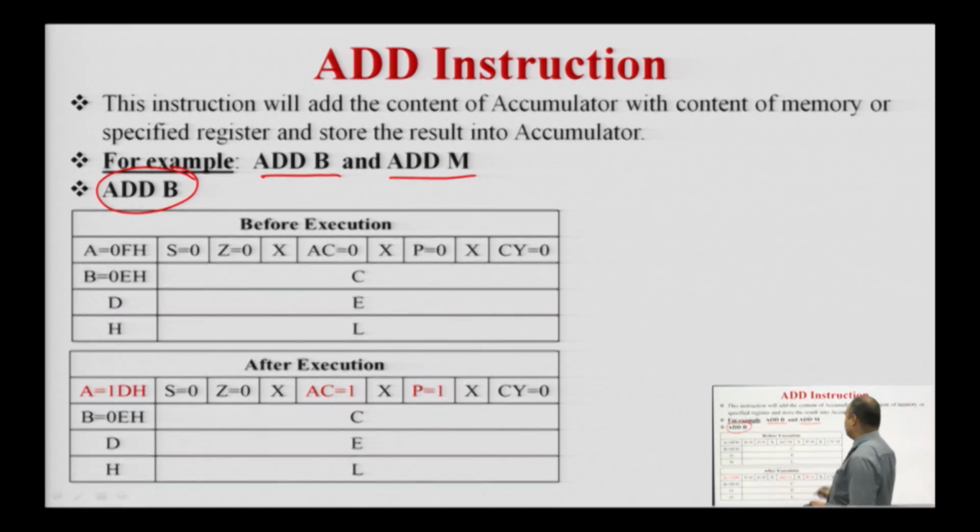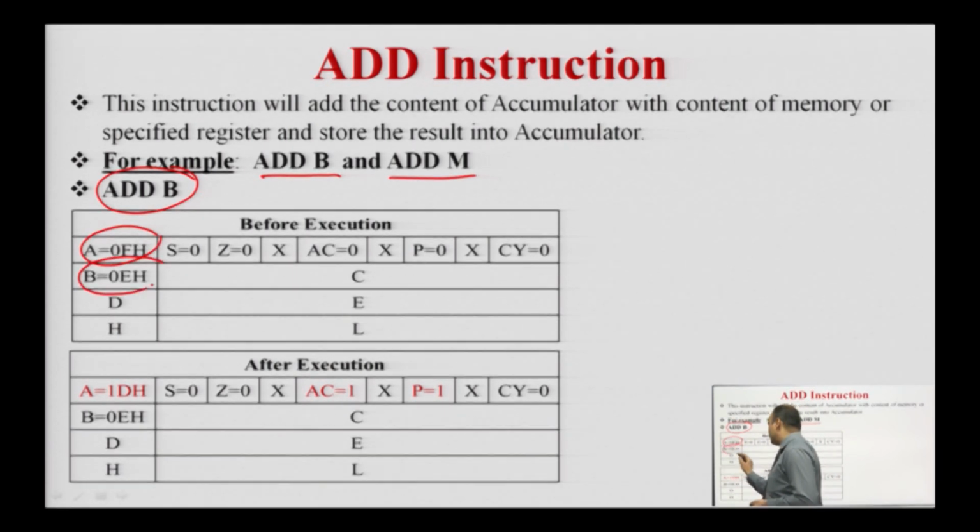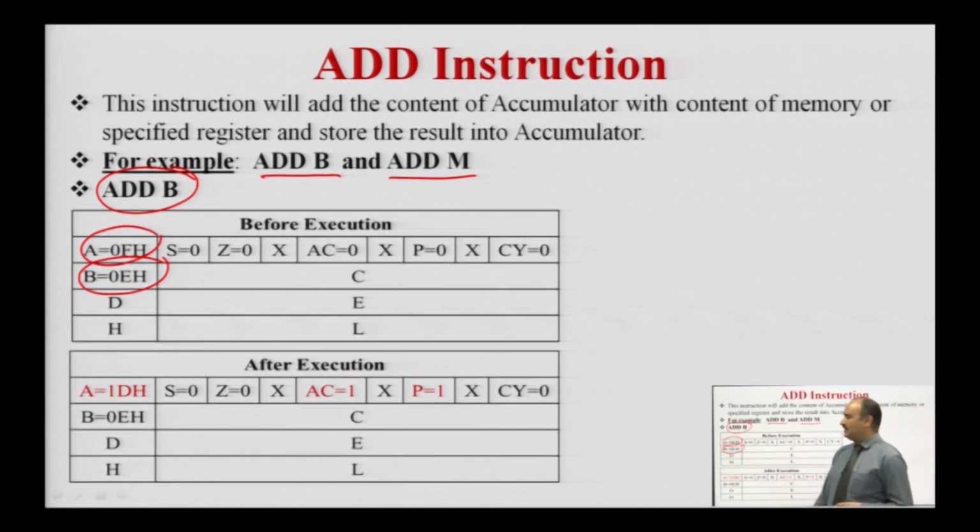Before the execution of the ADD B instruction, the content of the accumulator is 0FH and the content of the B register is 0EH. And the status of the flags, that is the sign flag and zero flag, both are reset, the auxiliary carry flag is reset, the parity flag is reset and the carry flag is reset. So, this is the status of the flags of the 8085 microprocessor.